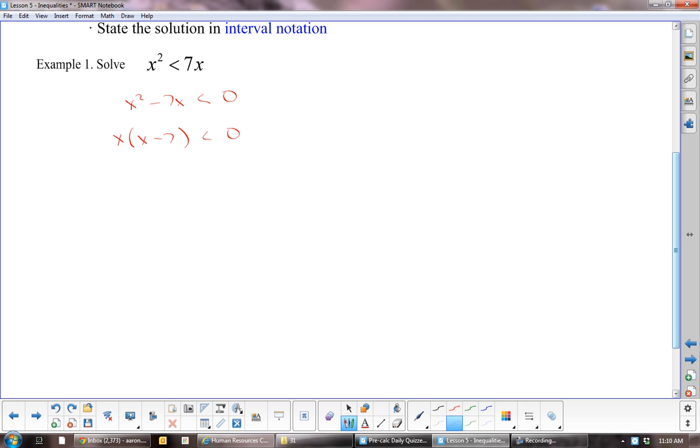Now, our critical values, you're going to hear this word a lot. Critical values are when this thing is either undefined or when it equals 0. So what values make this equal 0? 0 and 7. Okay? Those are where this graph changes. So what you want to do, you want to go on your number line, and you're going to put the values 0 and 7.